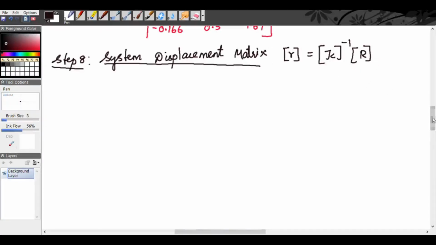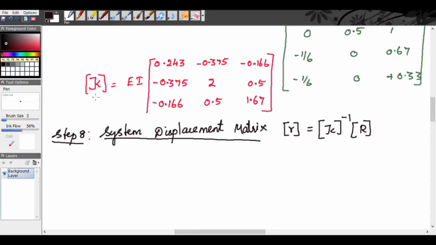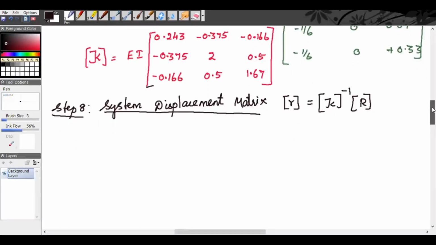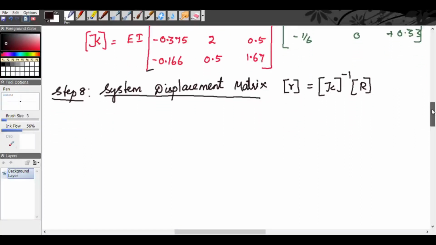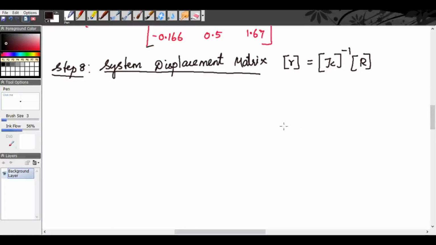So what is capital K inverse? The inverse of this matrix. This is a 3 cross 3 matrix, right? How will you determine the inverse of a 3 cross 3 matrix? You can find the inverse directly by using your calculator. It is very simple. If not, I will tell you the procedure for a 3 cross 3 matrix. So, finding K inverse.